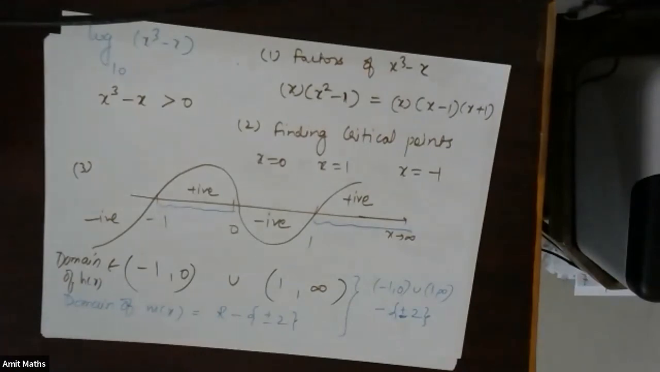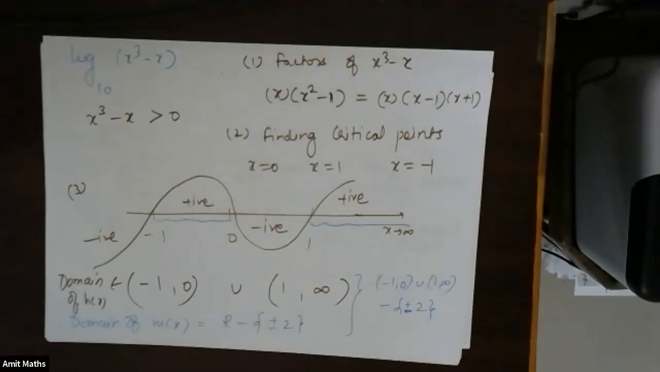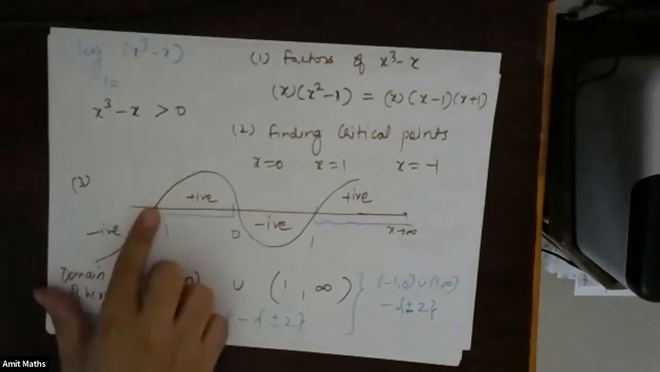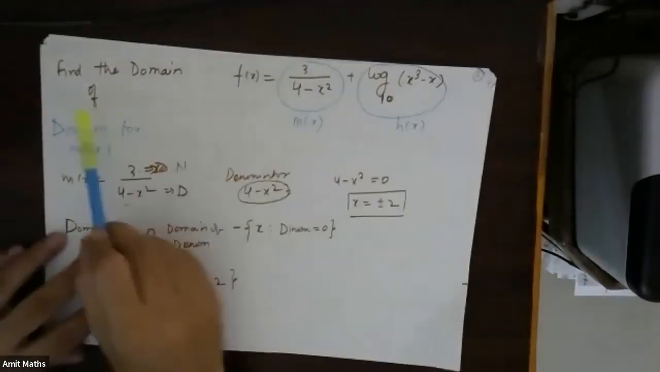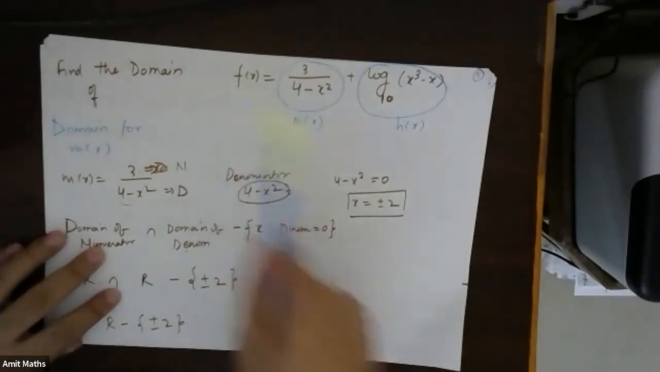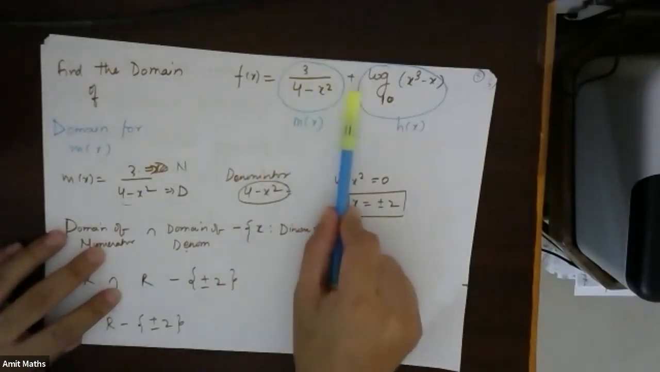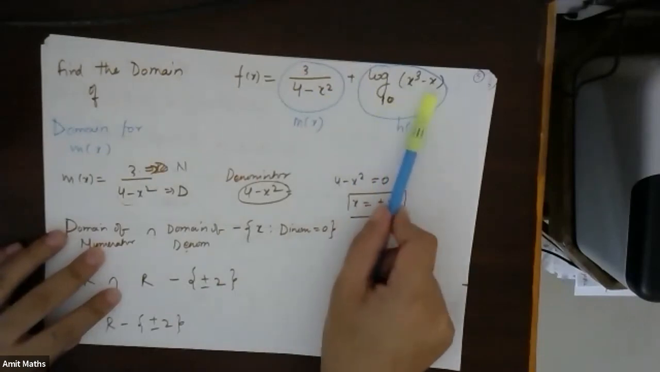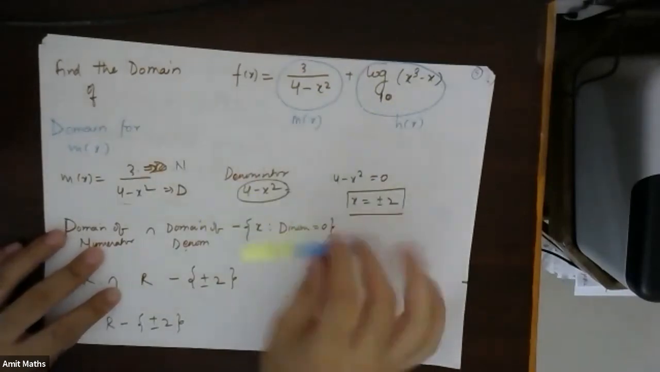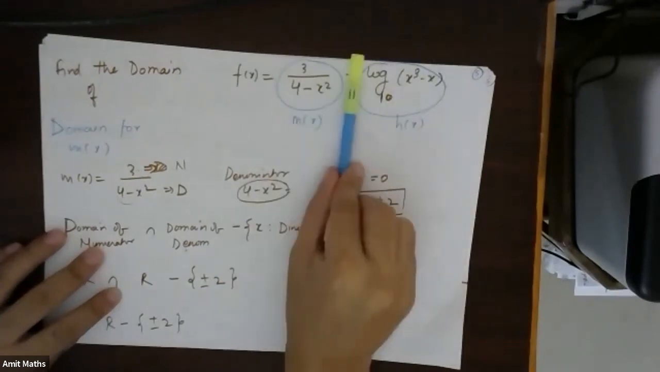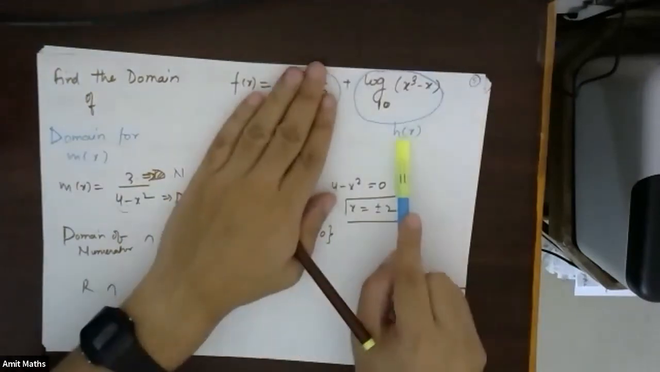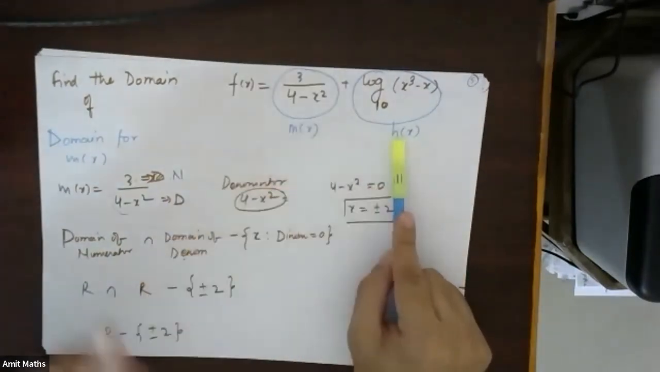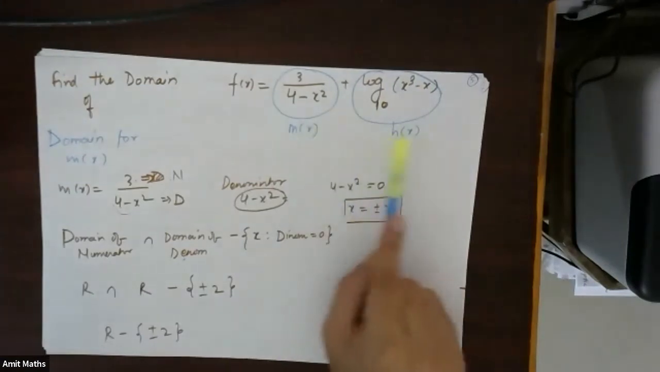Okay. I will explain the whole part once again. First, you just look at this. The question was: you have to find the domain of f of x equals 3 by 4 minus x square, plus log base 10 of x cube minus x. What I'll do is break this into two parts. I take this as m of x, and this as h of x.